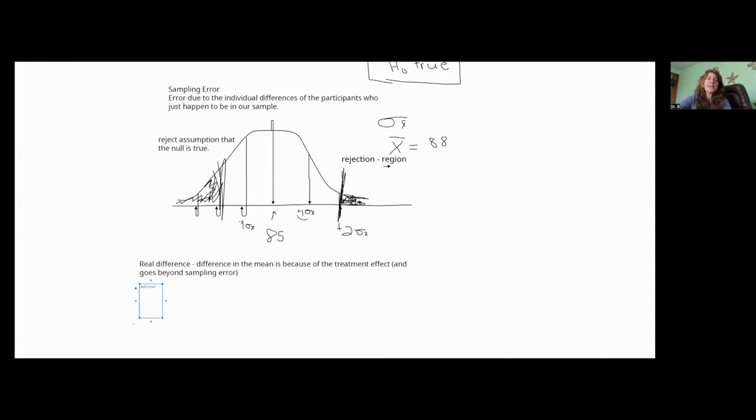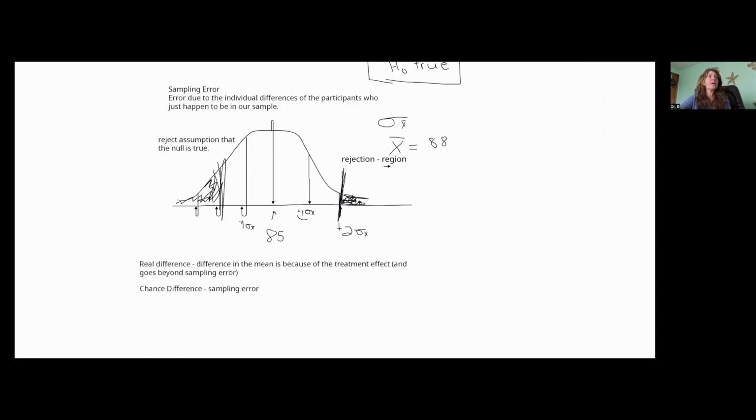In the case of a chance difference, this is just error due to the sampling error, right? This is just sampling error. It's just the chance of who happened to be in your study, right? And you're not going to know off the bat whether this 88 is due to sampling error or due to a real difference until you calculate a statistic. Well, here's the cool thing. So we need a few more things about this here.